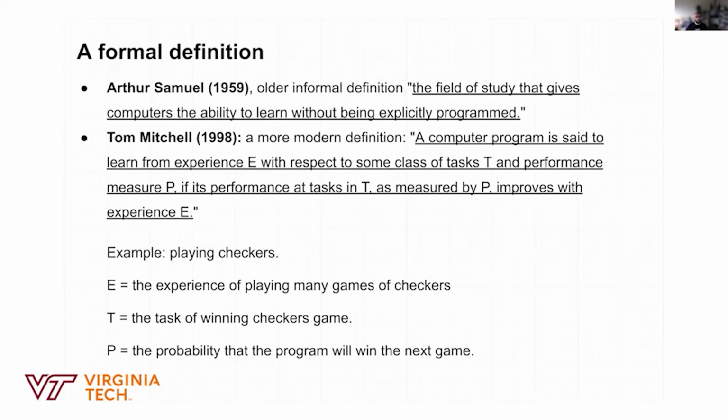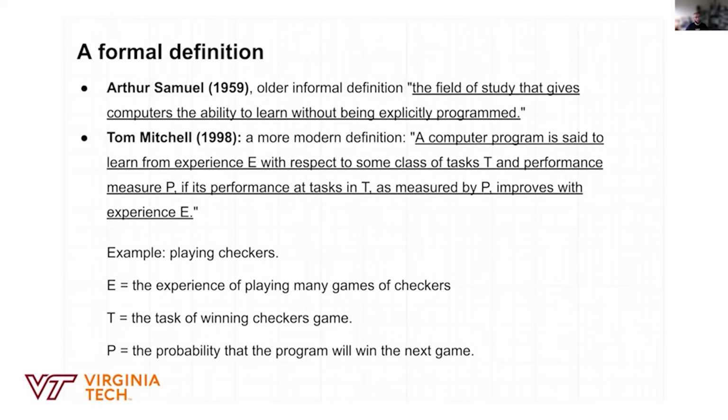As formal definitions, Arthur Samuel in 1959 had this definition for machine learning: it is the field of study that gives computers the ability to learn without being explicitly programmed. And Tom Mitchell from Carnegie Mellon in 1998 has a more modern definition. He said that a computer program is said to learn from experience E with respect to some class of tasks T and performance measure P, if its performance at tasks in T, as measured by P, improves with experience E.